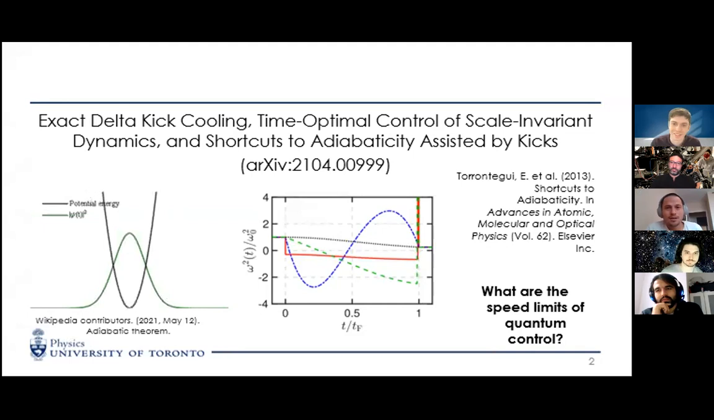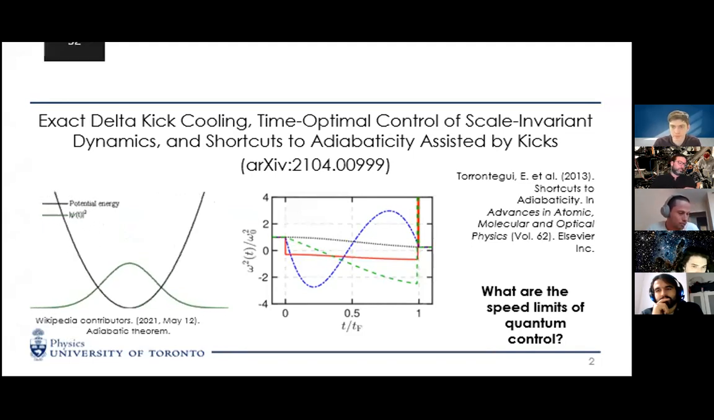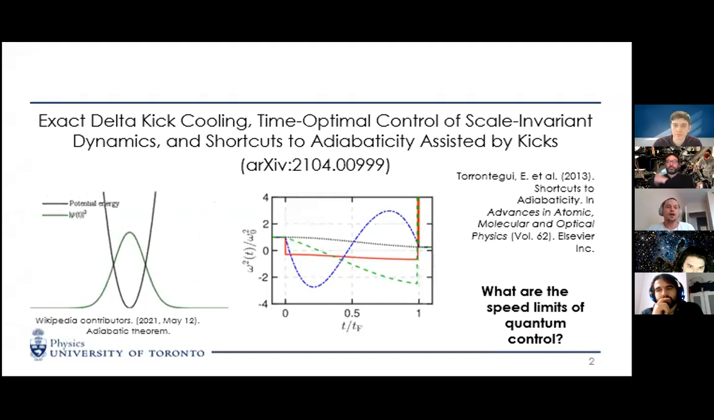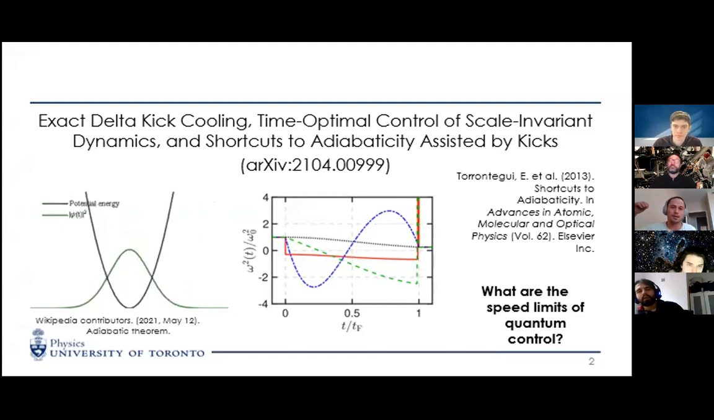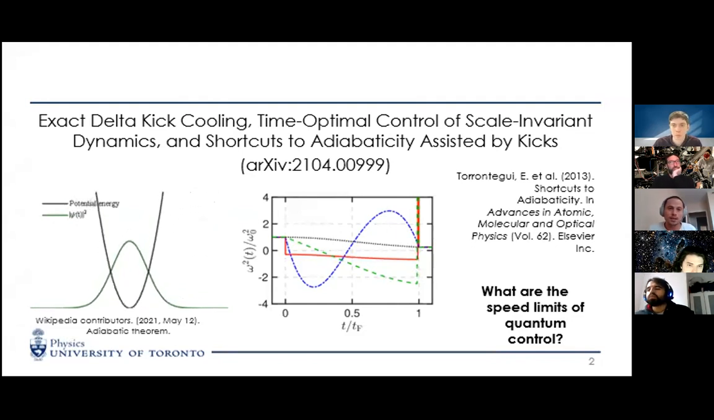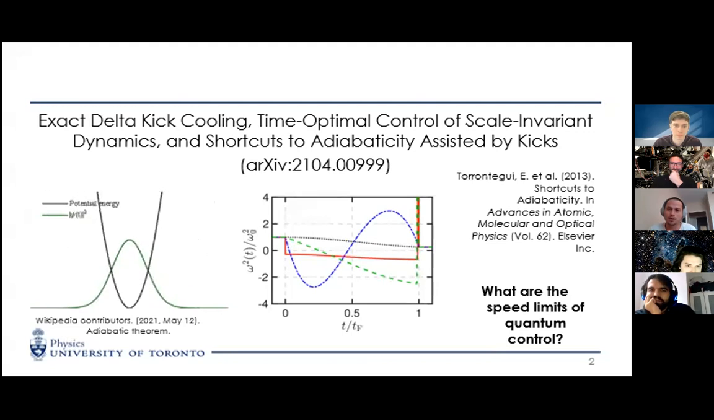Yes, Ilya. Hi. So usually in shortcuts to adiabaticity, there's a condition where you want your final state to be the same, even with the same phase, as the adiabatic time evolution, right? In that case, there are conditions such as the first derivative and the second derivative should vanish. And if you have delta functions, that does not happen. So how do you reconcile this?